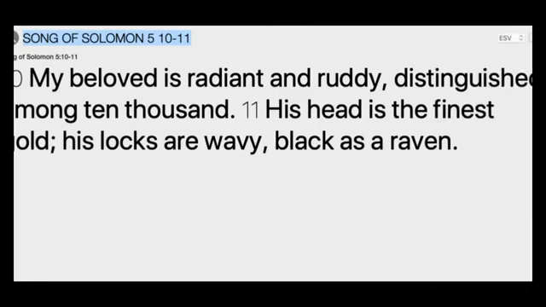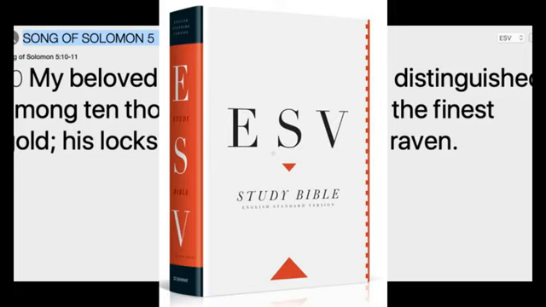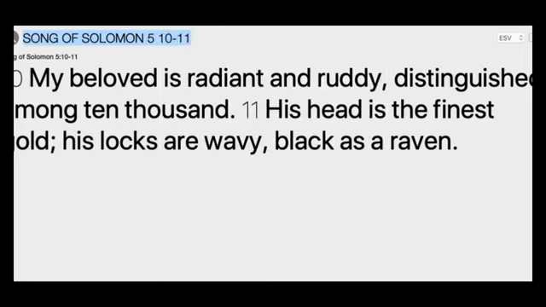So this passage is describing the son, King Solomon, and what he looks like. He said, "My beloved is radiant, and his head is the finest gold. His locks are wavy, black as a raven." But basically, I'm reading from the ESV version of the Bible. This is not the King James version.